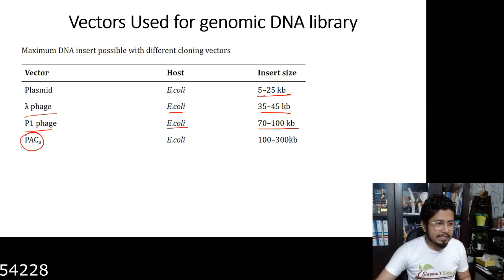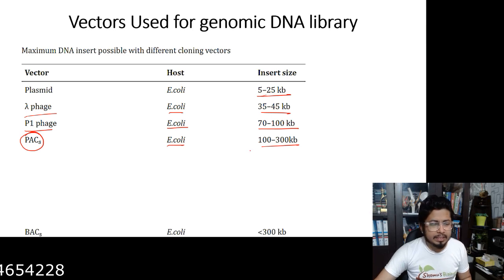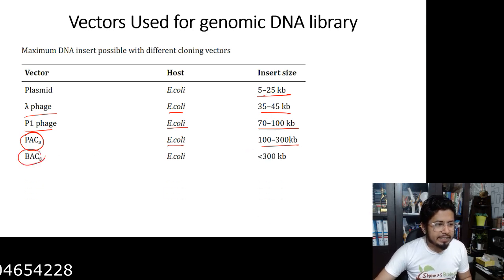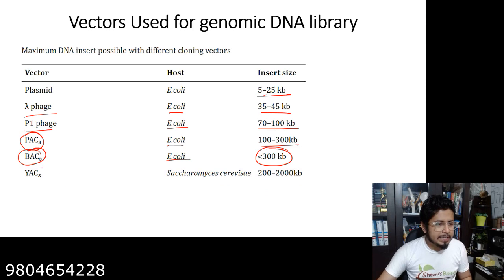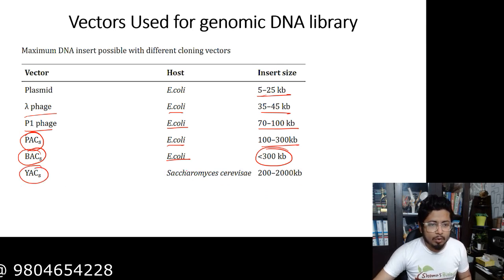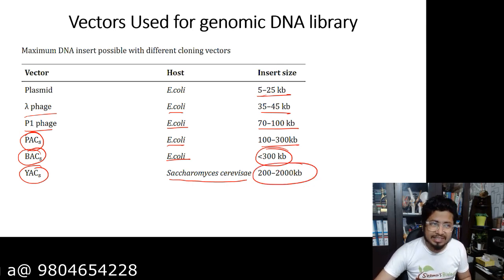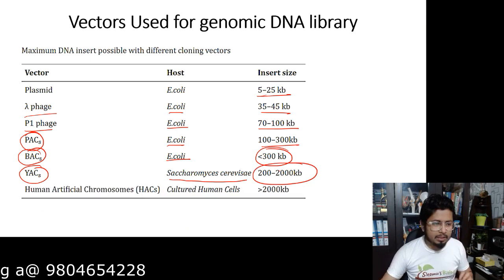Then we have PACs, host is E. coli, size is 100 to 300 kilobases. We have the bacterial artificial chromosome, again the host is E. coli, insert size is a maximum of 300 kilobases, and less than 300 kilobases. Yeast artificial chromosome, the host is a eukaryotic cell, that is Saccharomyces cerevisiae or yeast, the insert size is 200 to 2000 kilobases. So these are all different.